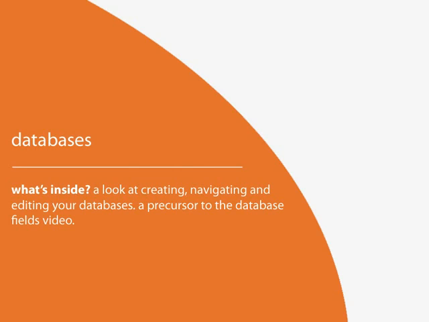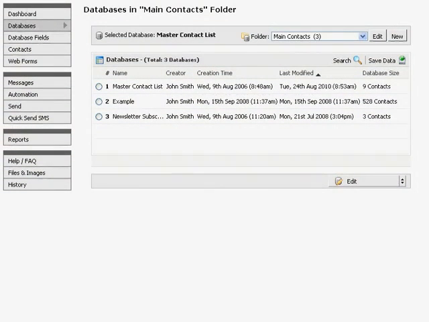One of the first things you'll want to do is set up your database. You can either set one up manually, or if you already have all your contacts in a CSV file, create one when you bulk upload your contacts. This process is described in more detail in the contact management video.